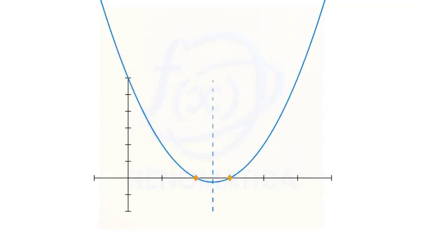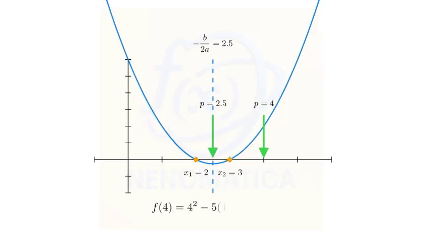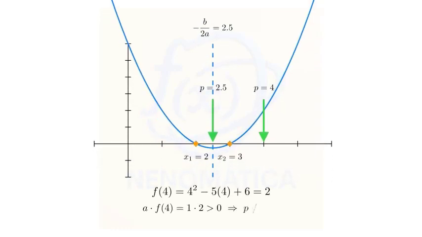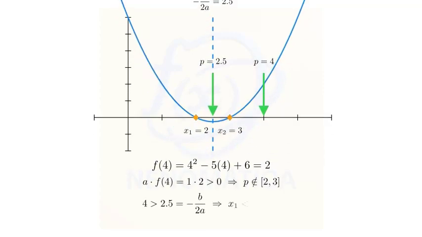Test 2. Let p equal 4. Then f of 4 is 16 minus 20 plus 6, which is 2. So a times f of p is positive, meaning p is outside the roots. Compare p with the vertex at 2.5. Since 4 is greater than 2.5, p is to the right of both roots.